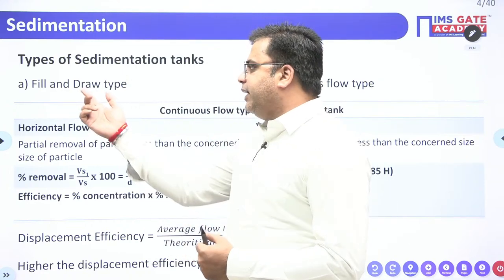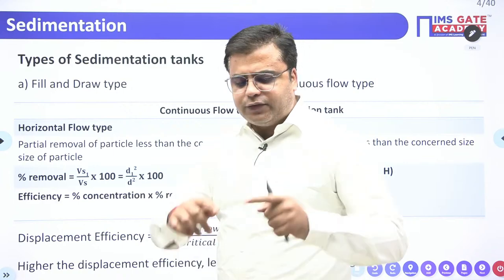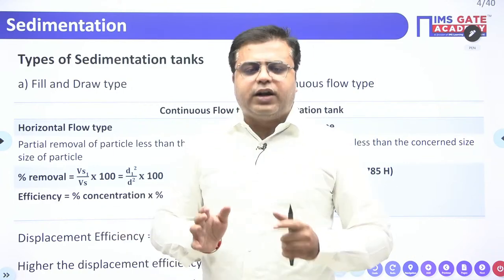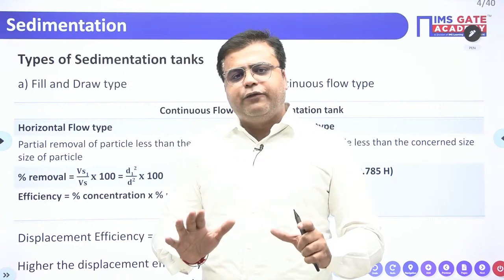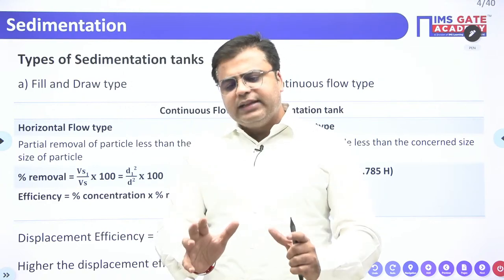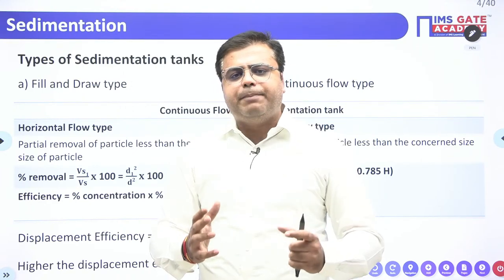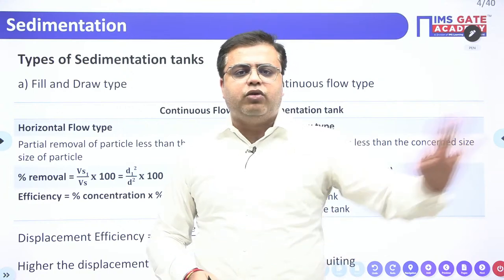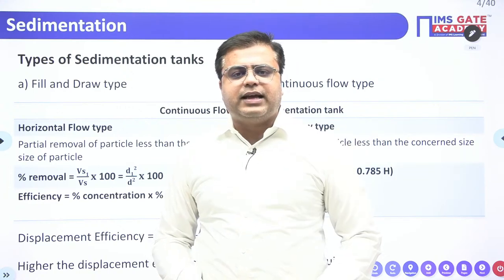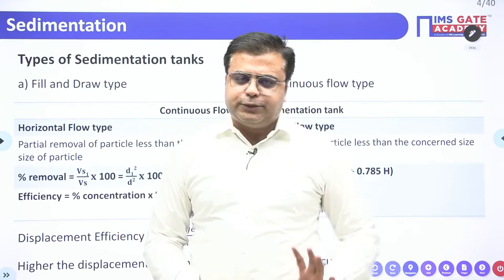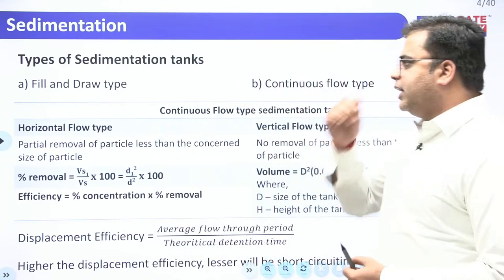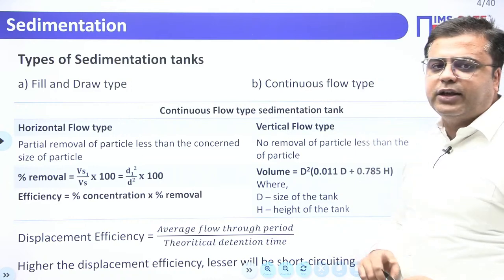First type of sedimentation tank, fill and draw type, in which we construct a tank and fill water for 24 hours. During this 24 hours, we leave the water and the settling happens, and after 24 hours, we take out the water. Whatever sludge is collected at the bottom of the tank is disposed of. The second type of sedimentation tank is known as the continuous flow type tank.